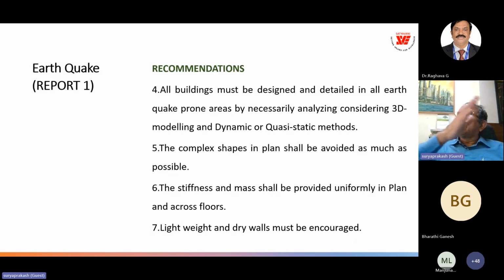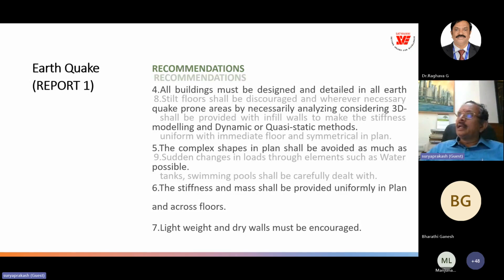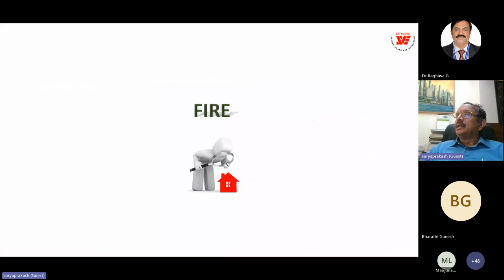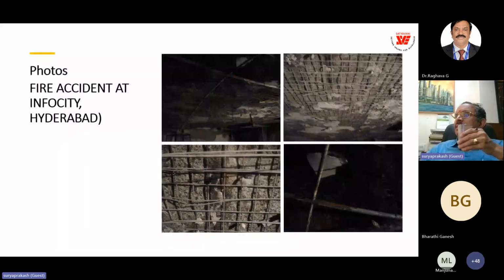And calculate the number of walls above the stilt and match the thickness by introducing less number of walls but higher thickness walls. So this is the solution we have given quickly, and it was implemented. And next case study is the fire.